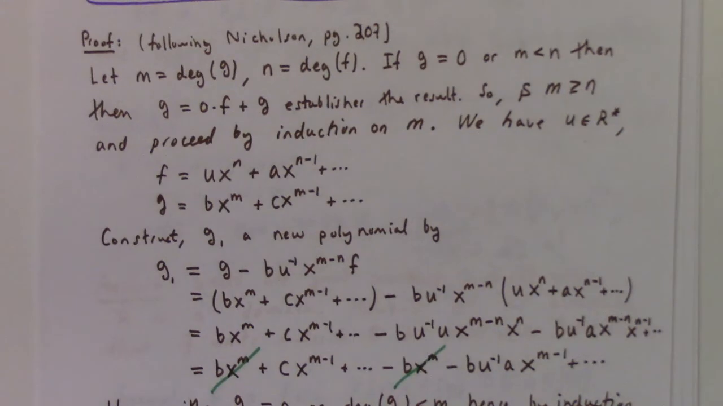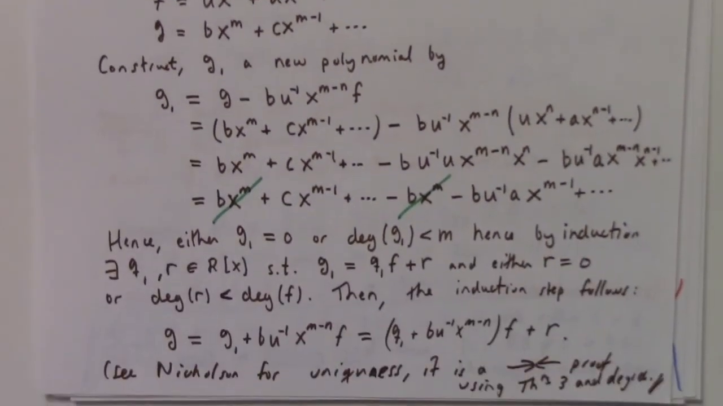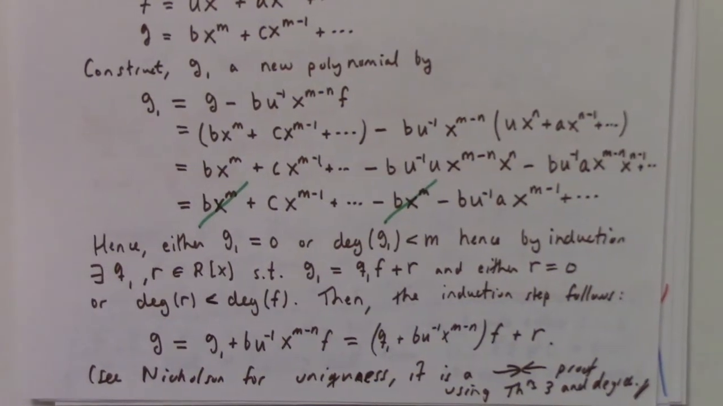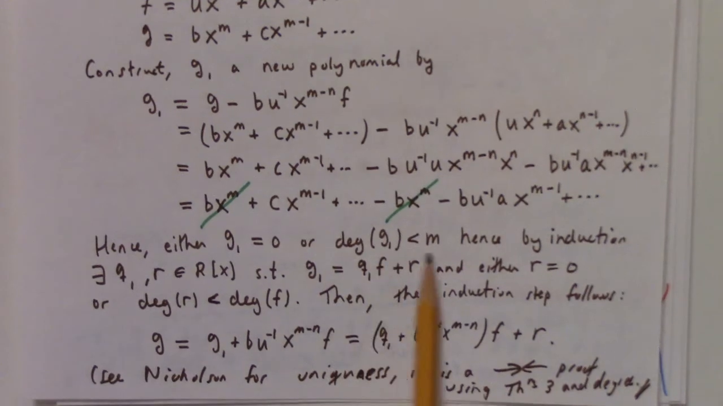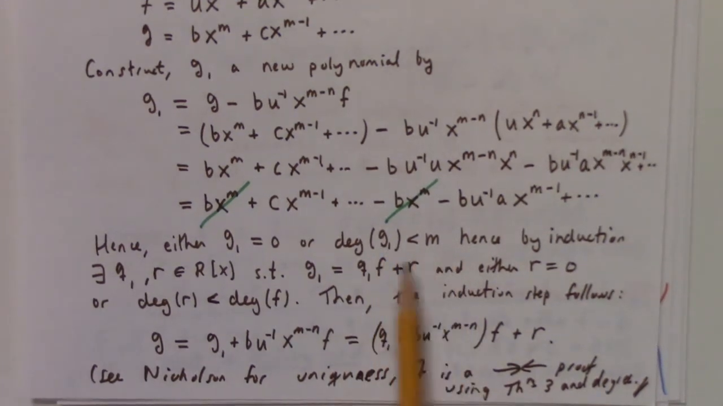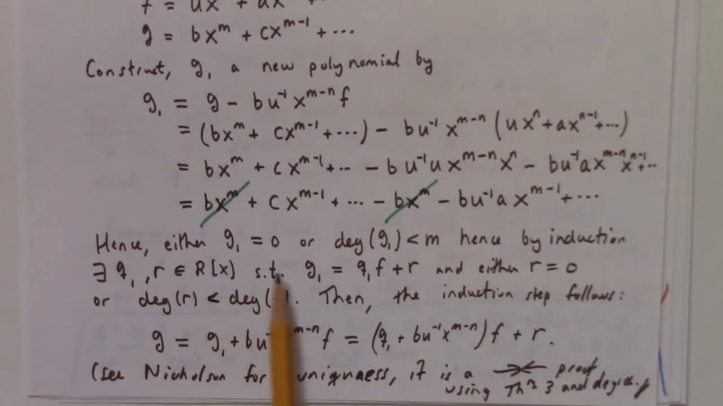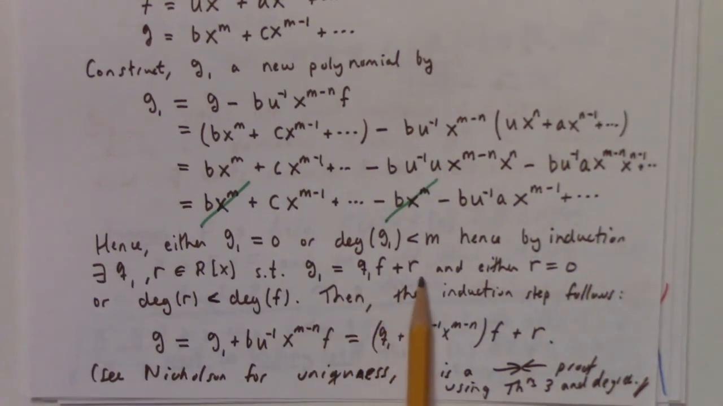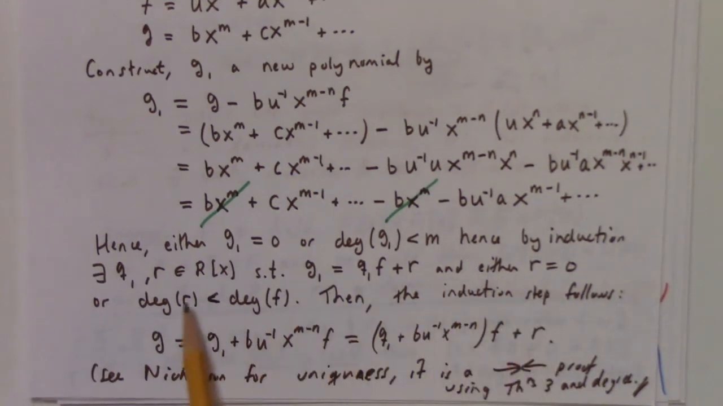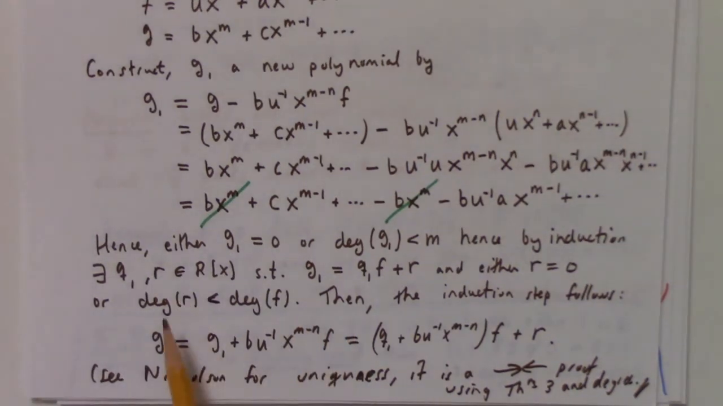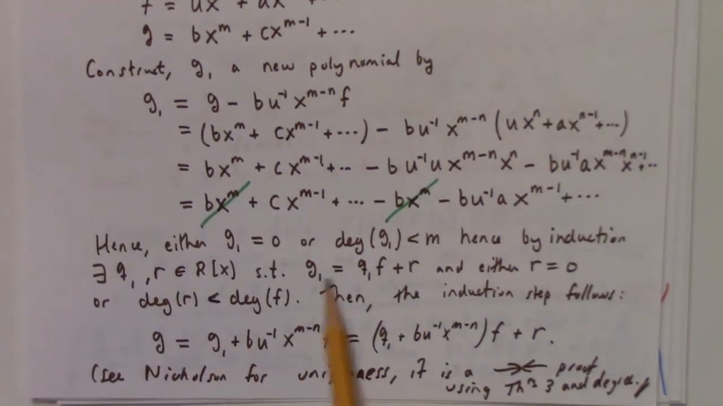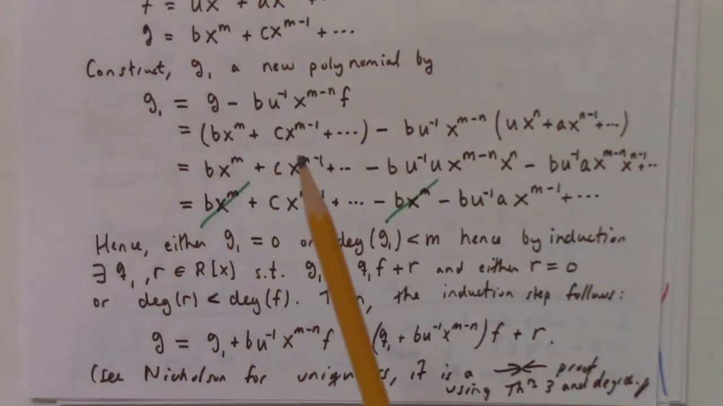Let me go back to that again. So either g1 is 0 or the degree of g1 is less than m. So by induction we get q1 and r such that g1 is q1 f plus r. Either r is 0 or the degree of r is less than the degree of f. So you just take that and plug this back up into the g up here.